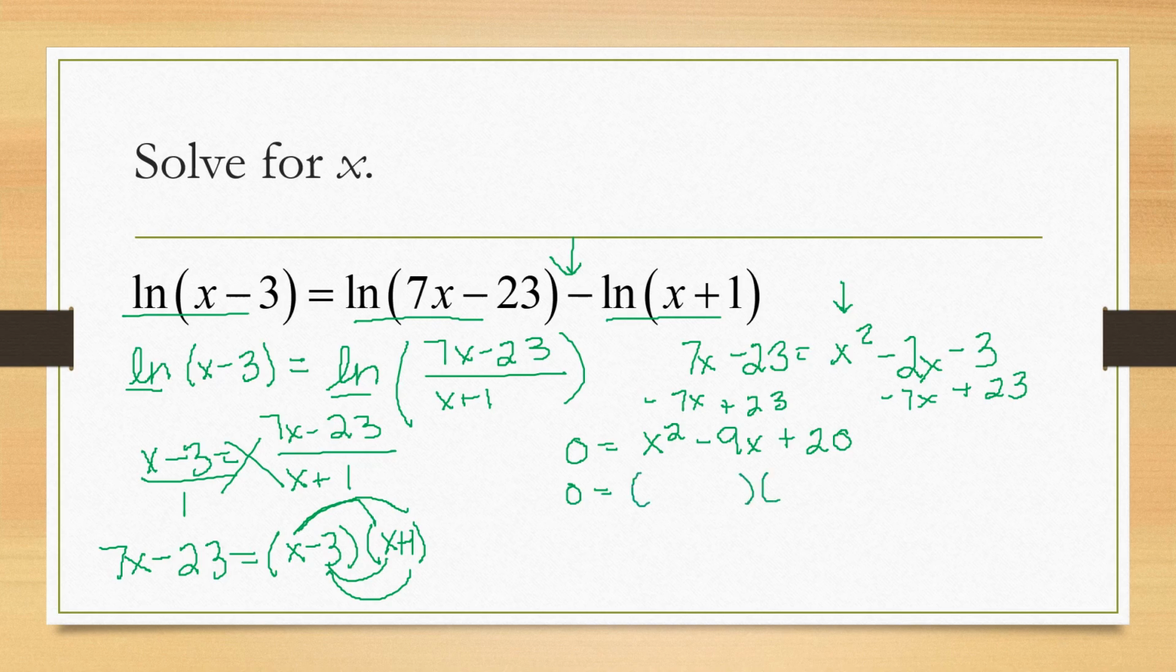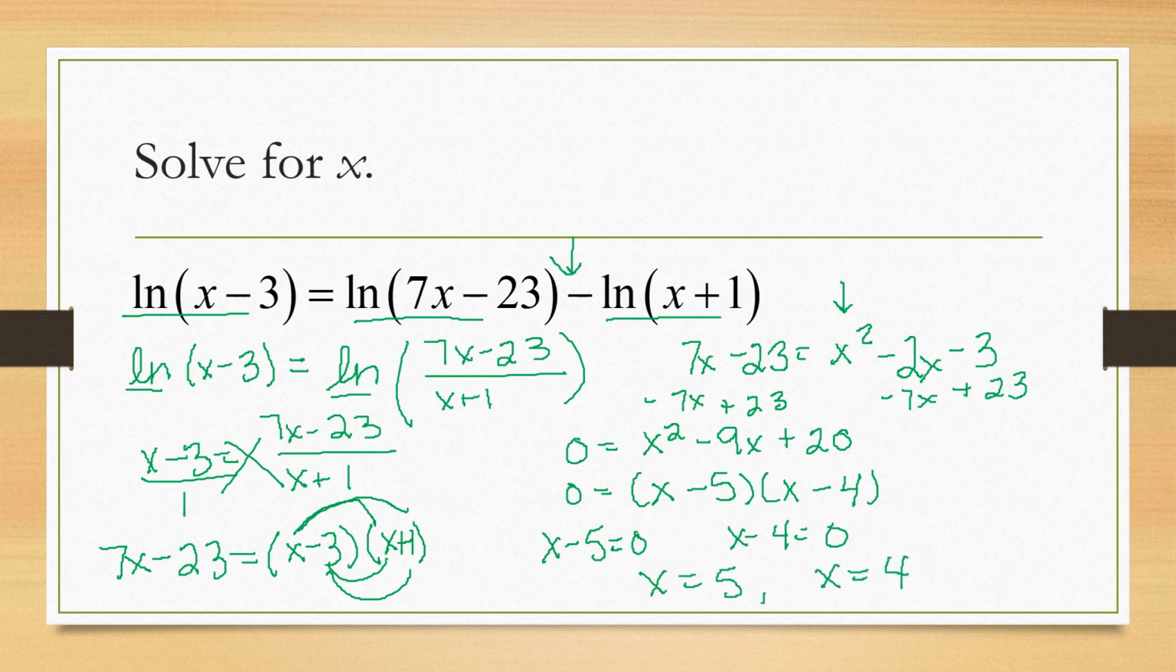And the x squared factors into x times x. And I need the factors of 20 that add to negative 9. That would be negative 5 and negative 4. So if I set those factors equal to 0, I'm going to have x is equal to 5 and x is equal to 4.